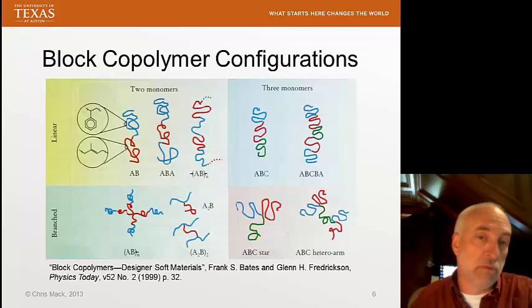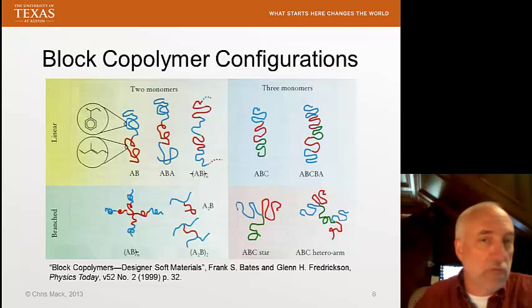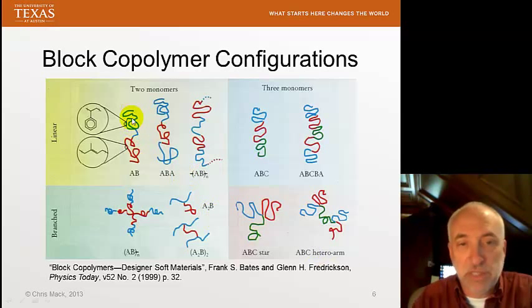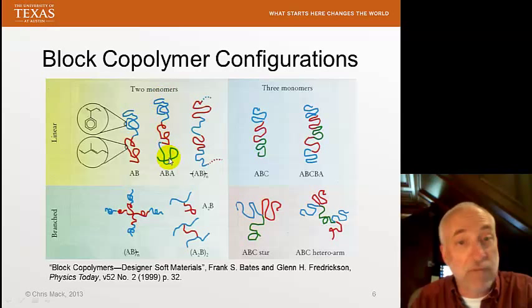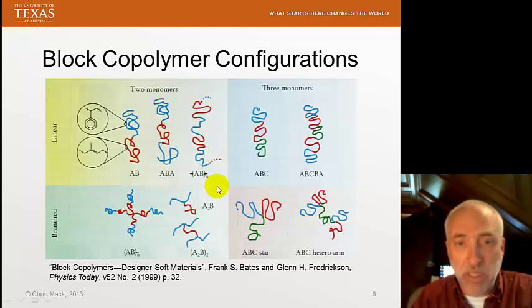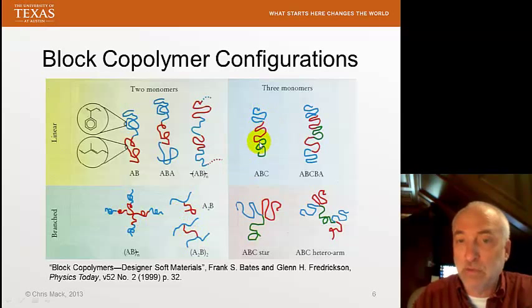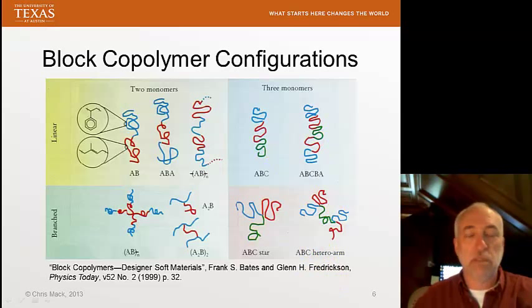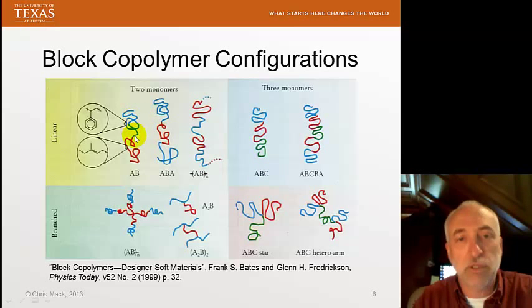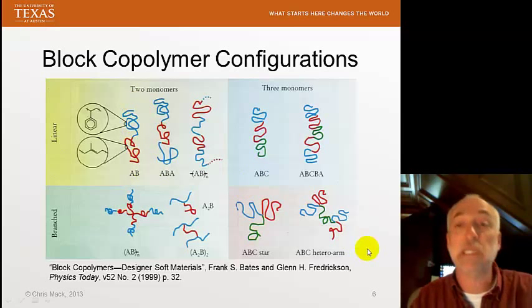There's, of course, more than one way to do this. If we have two monomers, the simplest is this A-B approach I just mentioned in a linear chain. So we have a chain of A and then a chain of B. But we could have an A-B-A configuration. We could put the B in the middle, A on either side. And we could repeat that multiple times. Or we could branch them out in different ways. Of course, we could have three or even more monomers connected together, and then the configurations get more interesting. We're going to focus only on the simplest connection, one A connected to one B in a linear arrangement.